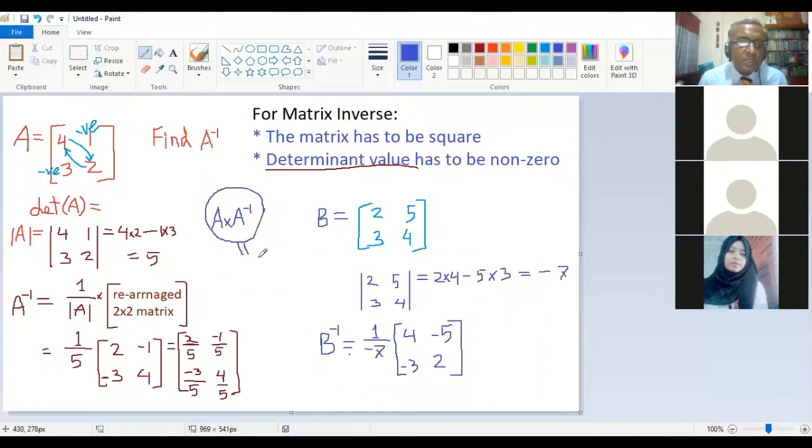If you do this calculation, then the result will be the identity matrix. Identity matrix is 1, 0, 0, 1. That is, the result will be a 2x2 matrix and it will look like 1 0 0 1, which means the major diagonal will be all 1 and the other numbers will be all 0. So this is called the identity matrix.